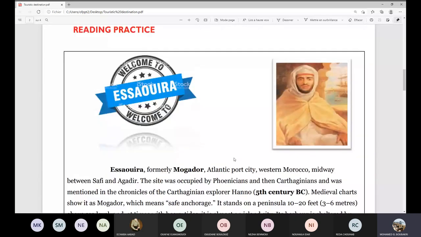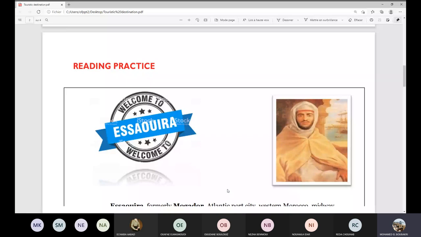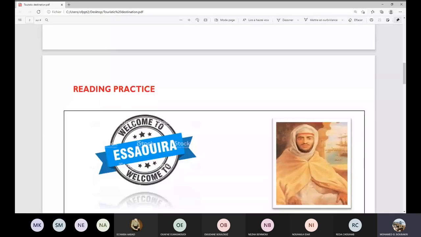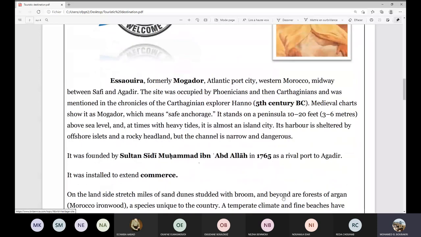Before we pass to reading practice, can you tell me what you know about this city? Can you share some points? Suppose, for example, that a tourist asked you about the city. What do you know about it? Students, are you there? Actually, I don't know much about it. Sorry. Anyone else? Okay, good. Maybe you don't have a lot of information.